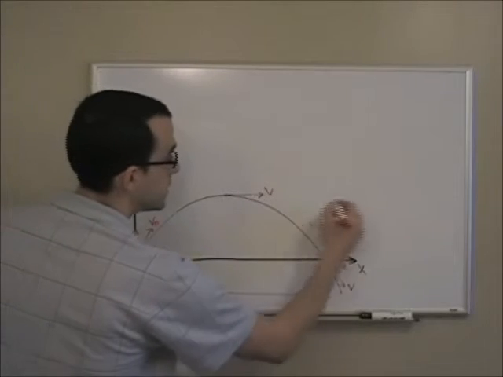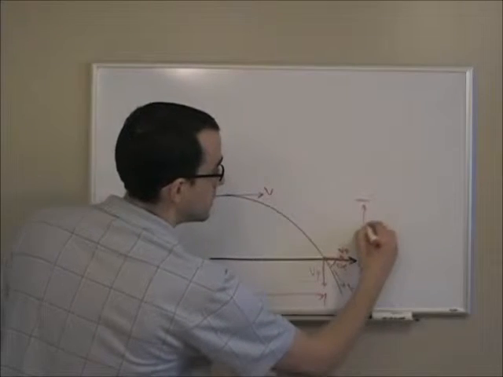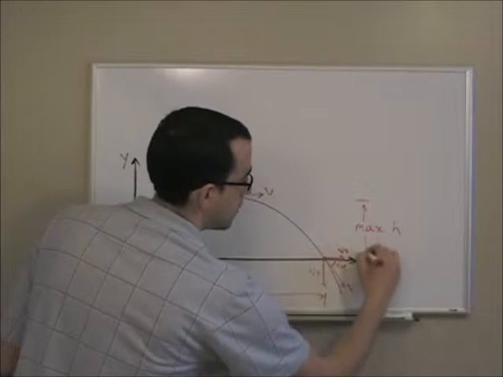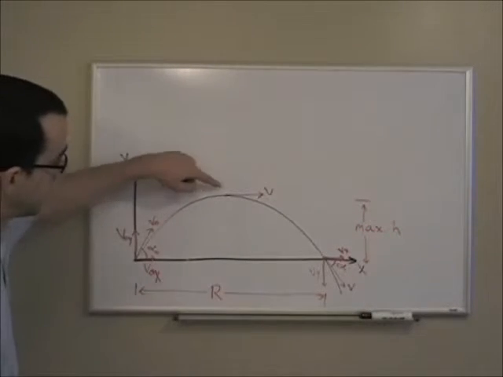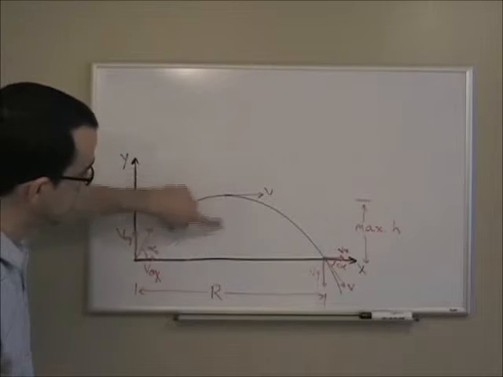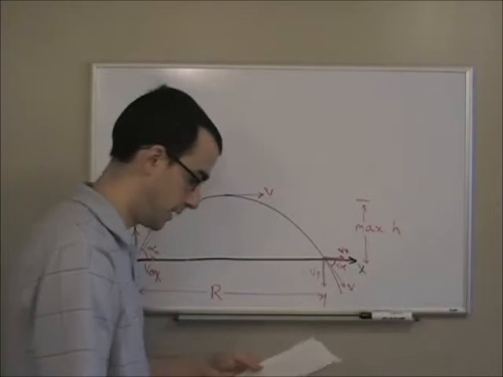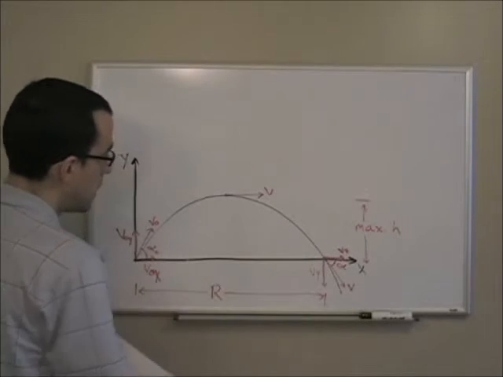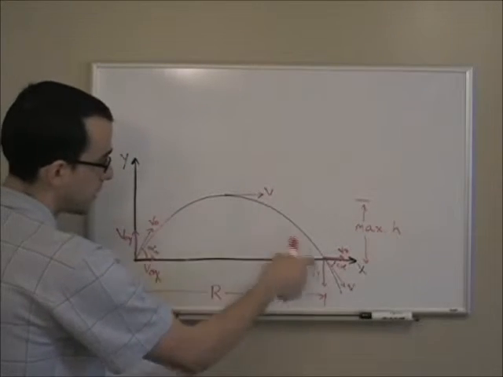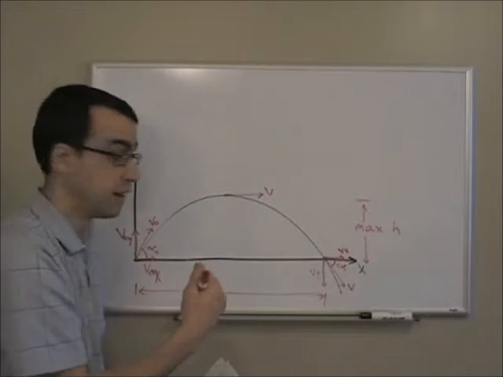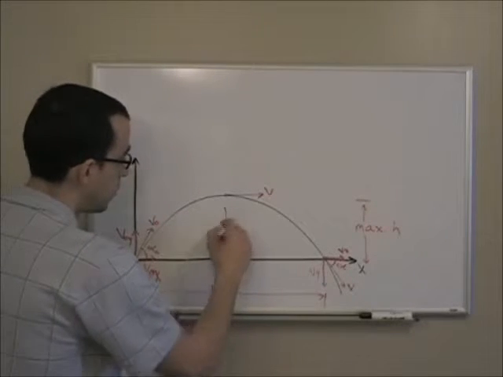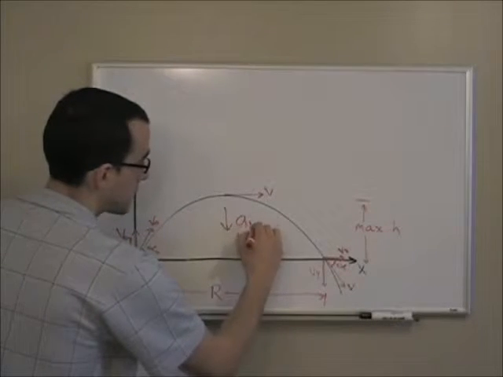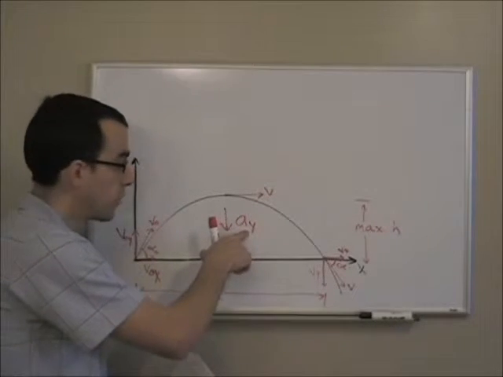And this distance right here is the maximum height. Just from here to the ground. So this will be the maximum height of the projectile. And at every single point along this curve, the object is going to be experiencing the force of gravity. So throughout the whole motion, pulling down on it is going to be the acceleration due to gravity, or a sub y.